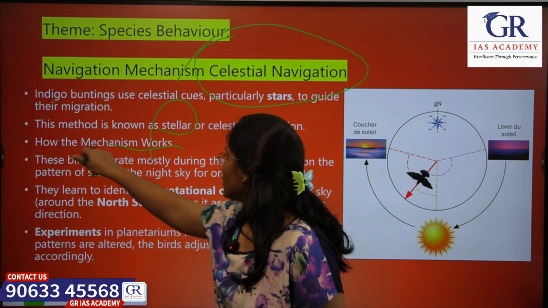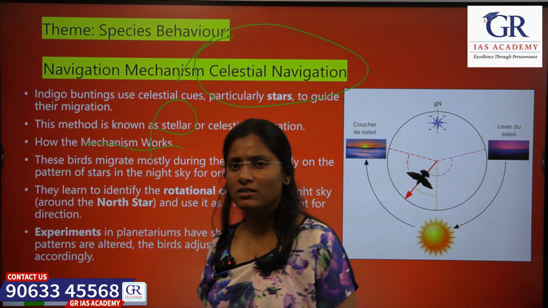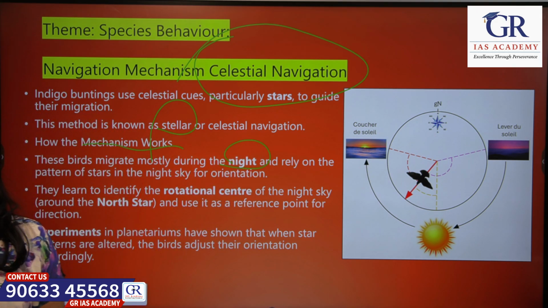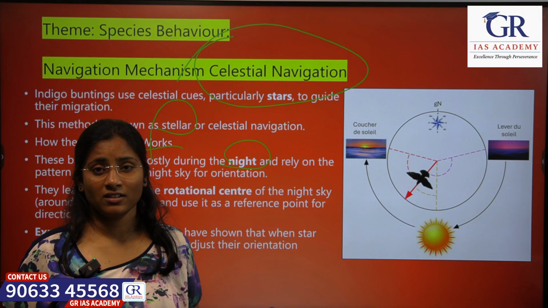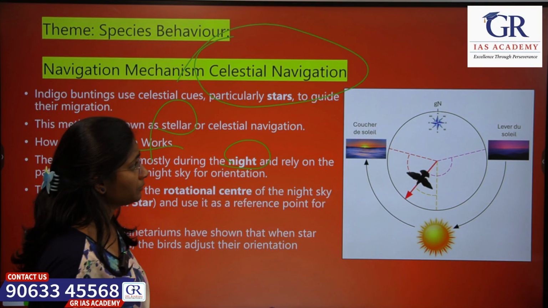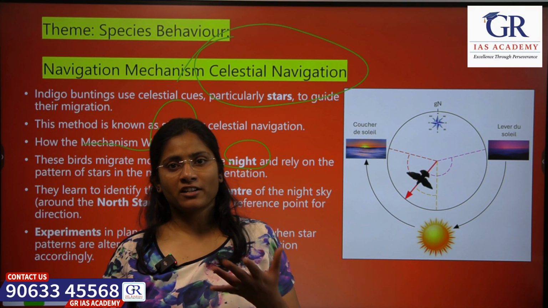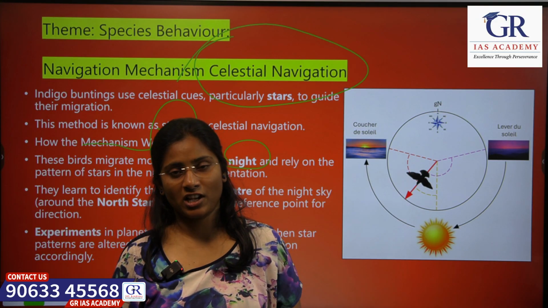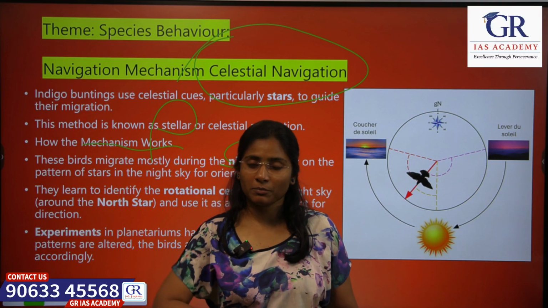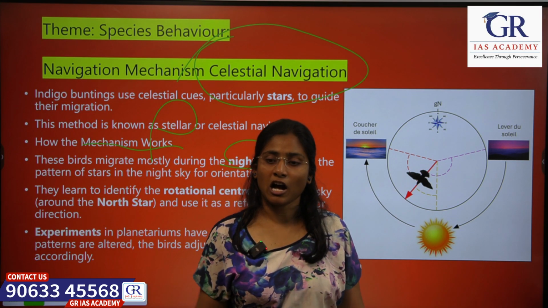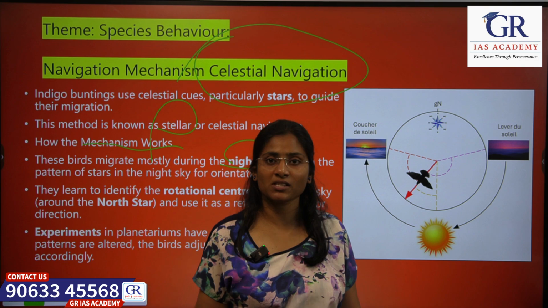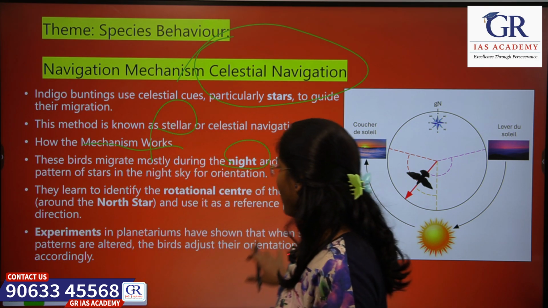And how does it work? When do we usually see stars? At night, right? So they travel at night, and they notice the pattern of stars. They identify the North Star and how the pattern of stars surrounding the North Star changes. Scientists have identified that whenever the pattern changes, the behavior of the indigo buntings also changes, how they move also changes. That is how they identified that indigo buntings use celestial navigation for travel.